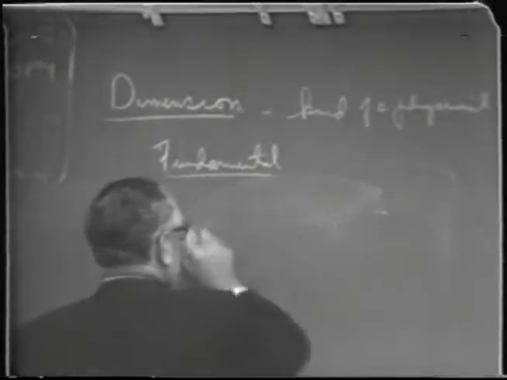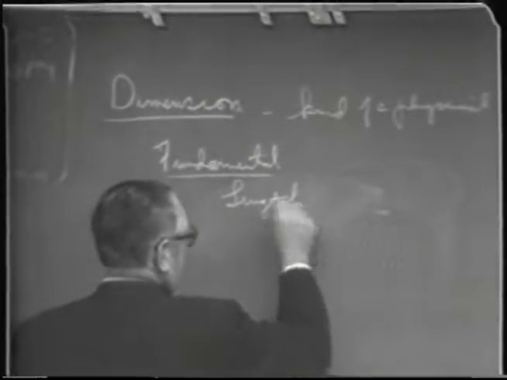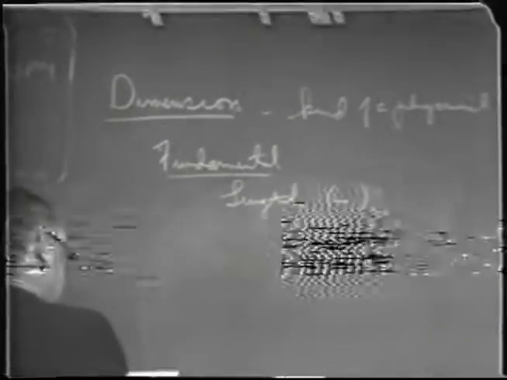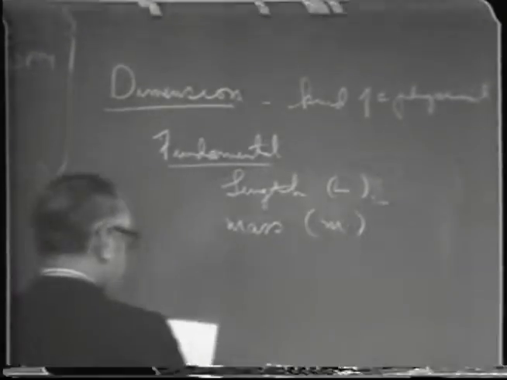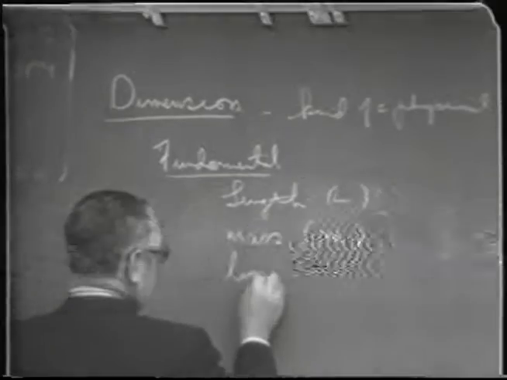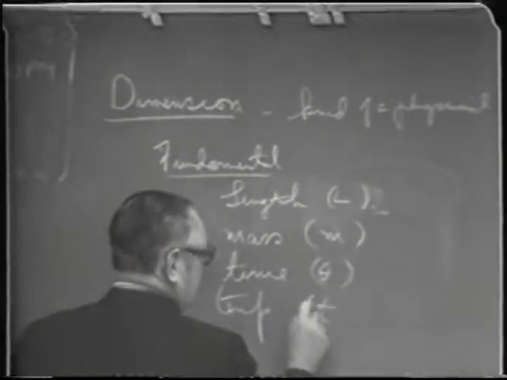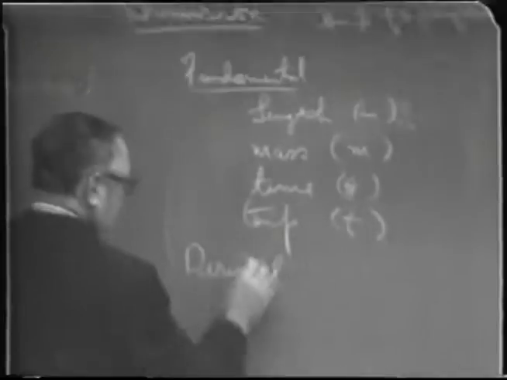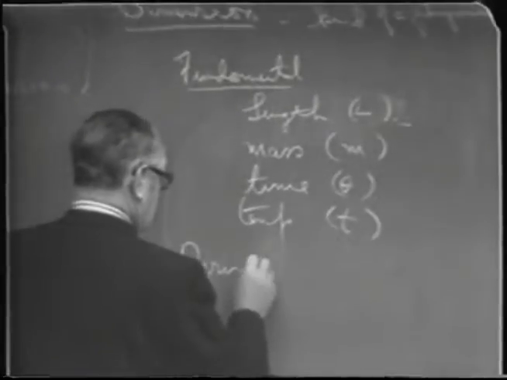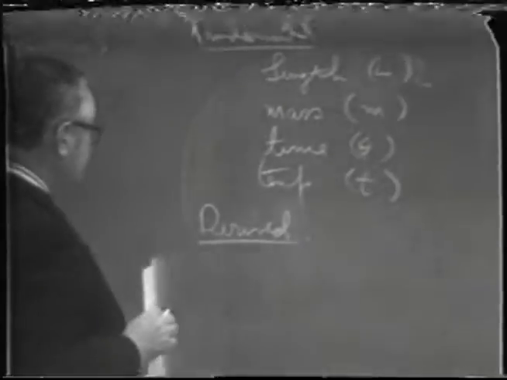Excuse me, let me start over. These fundamental dimensions would be length, L, and mass, M or some similar term, and time, let's say, and we could use symbol theta or T, or temperature, T. Then derived dimensions, those which are either multiples of those or combinations thereof.